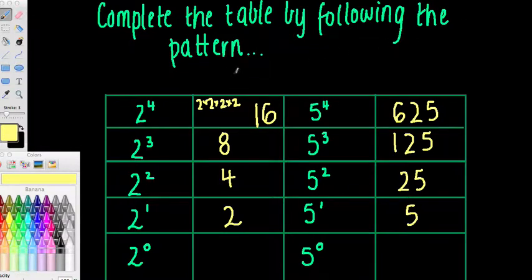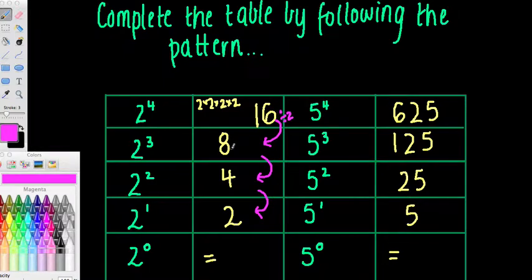Now, we want to complete the table by following this pattern. So if we follow this pattern down to 5 to the power of 0 or down to 2 to the power of 0, we should actually see what these two equate to, so what they're equal to. Let's have a look and see if we can see a significant pattern. 16 to 8 to 4 to 2. What's happening? We go from this one to this one to this one. What operation are we doing each time? Yes, we are dividing by 2.